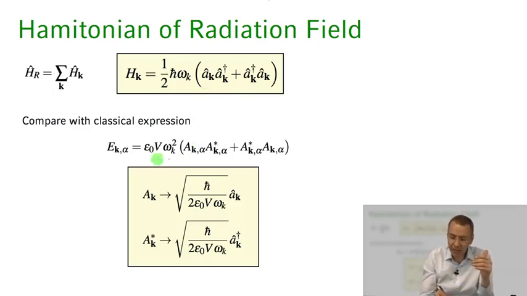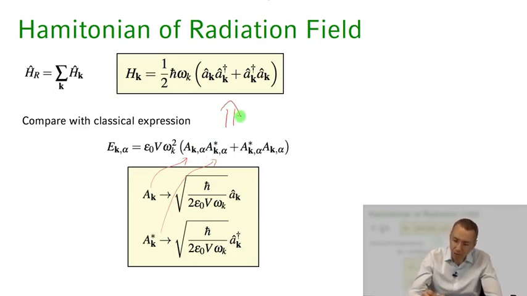We can actually take the classical version and arrive at the quantum version if we carry out the following replacement procedure. If we replace the complex coefficients A_k by the square root of h bar divided by 2 epsilon 0 V omega_k, multiplied by the destruction operator a_k for destroying a photon in the kth mode, and A_k star we replace by the same term but with the a_k dagger term, the creation operator. So if we plug these terms in here, we arrive at the quantum form of the energy in the kth mode of our system.